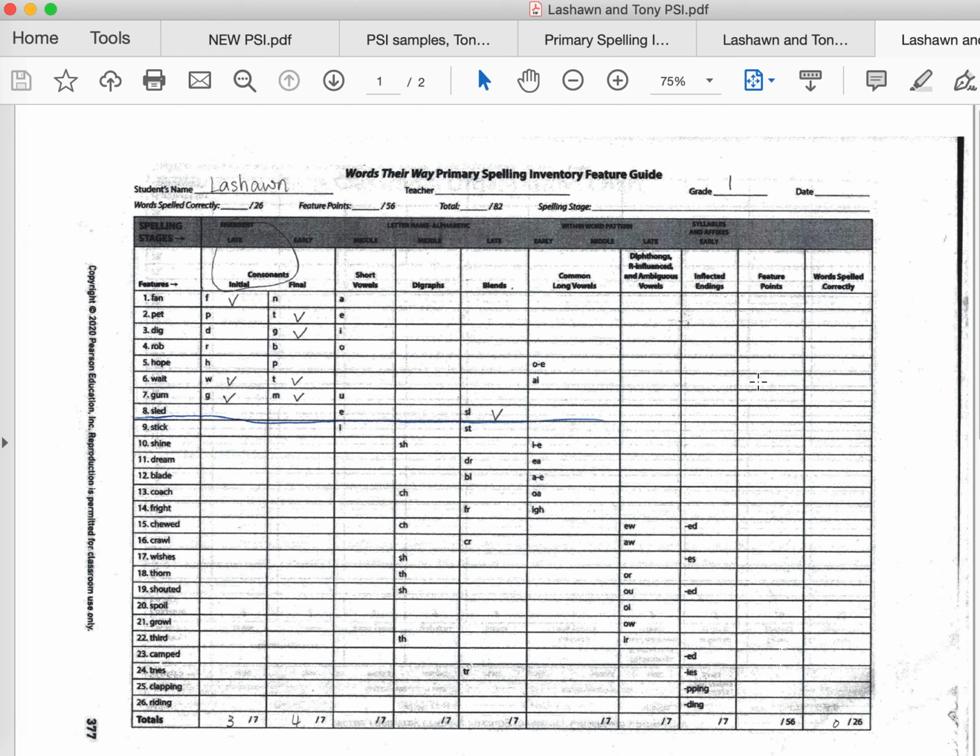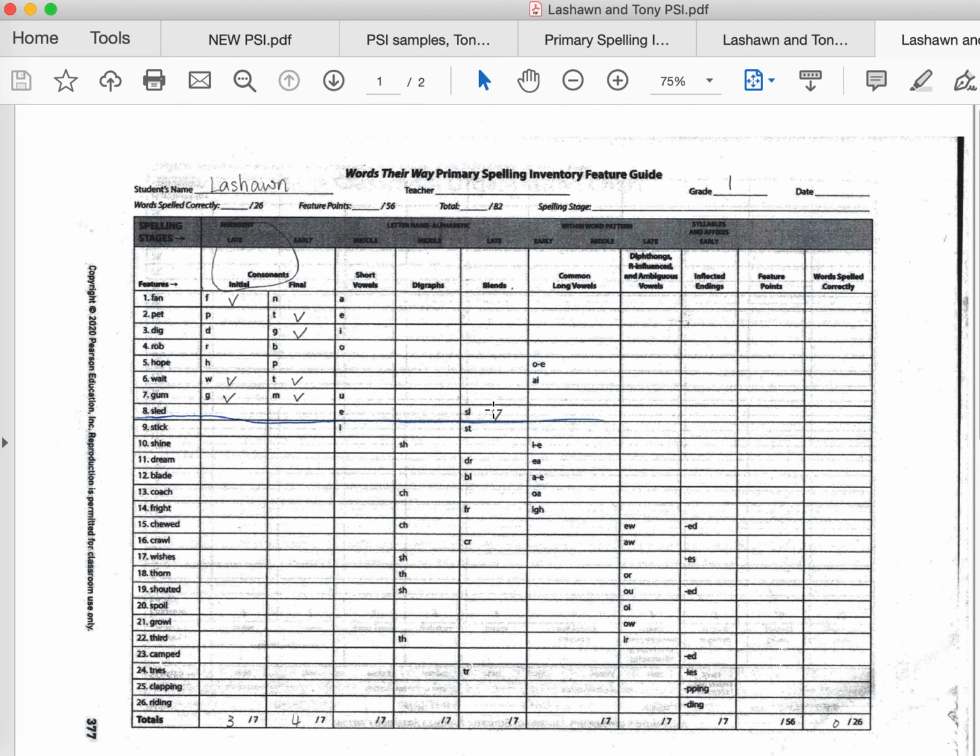Scoring the words rob, hope, wait, and gum likely makes sense to you. You put a check mark beside every spelling feature he represented correctly. You may have been surprised that LeShang knew the initial consonant blend SL right here, given that he is still using and confusing some initial and final consonants and is not including any short vowels in his words.